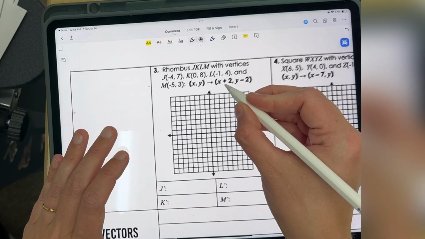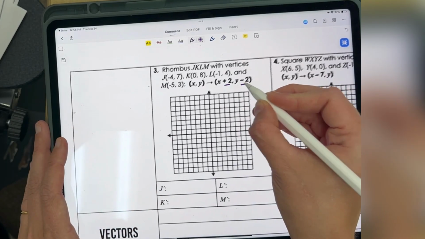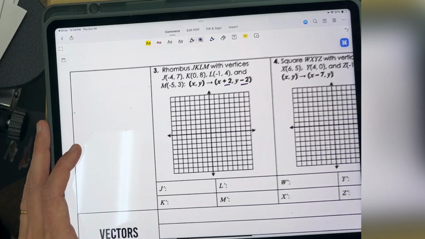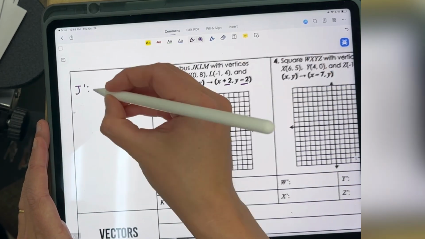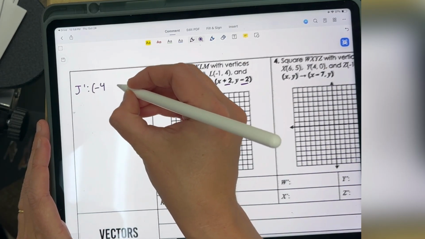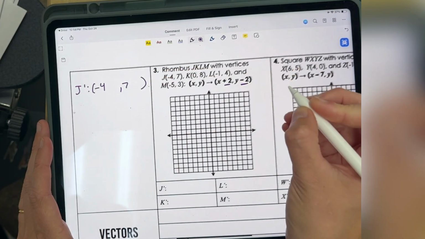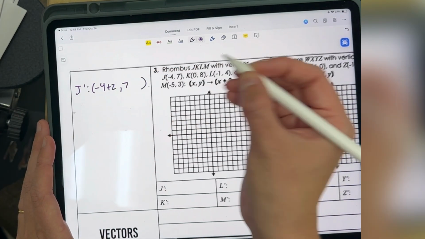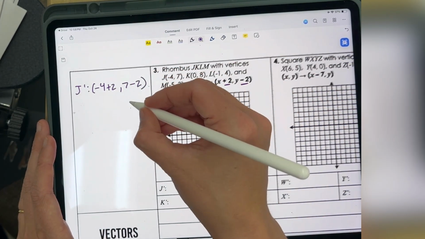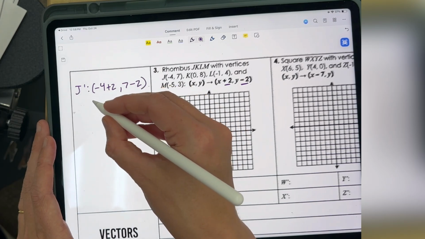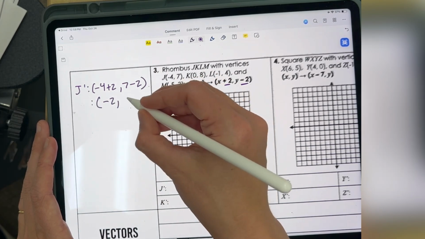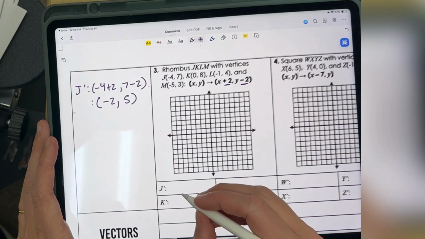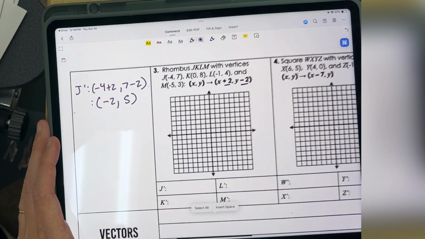Okay, so let's look at this. This one says for every x, you're going to add 2, and for every y, you're going to go down 2. So right 2, down 2. So if J prime, here's J, was at negative 4, 7 originally, if I add 2 and subtract 2, negative 4 plus 2 is negative 2. 7 minus 2 is 5. So J prime should have been at negative 2, 5.